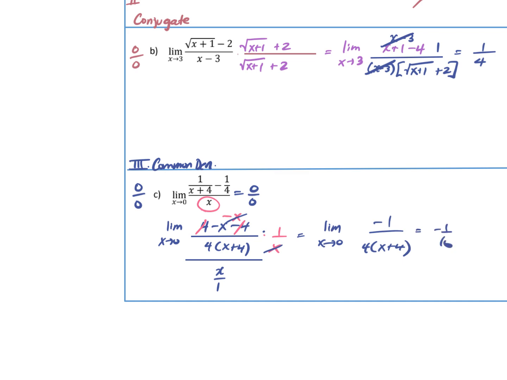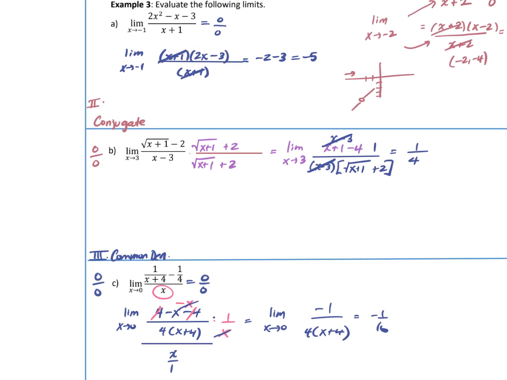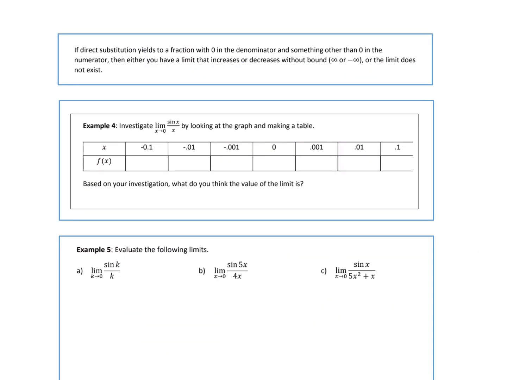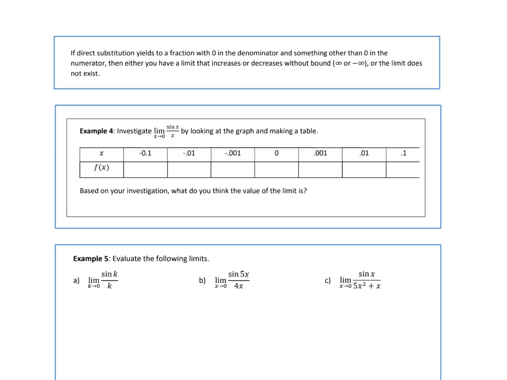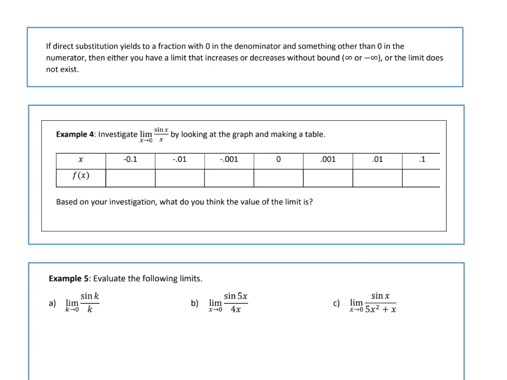Okay, so those are 3 common tools that we're going to use to find the limit. All right, the last idea is going to be trig functions. So thus far we've done factoring, conjugate, common denominator. So let's say you have something with, let's look at this example, limit as x goes to 0 of sine x over x. If you plug in 0, the sine of 0 is 0.